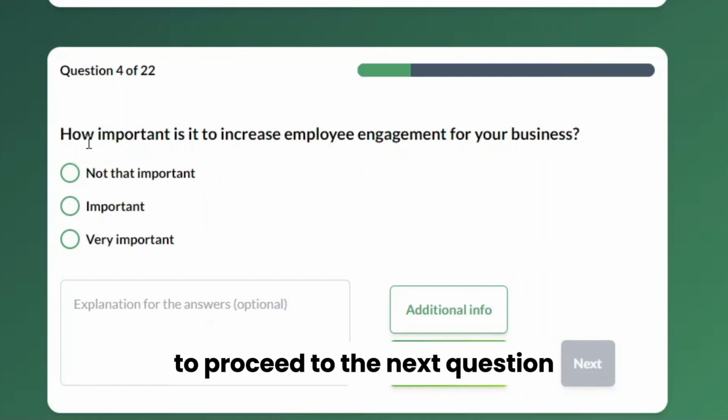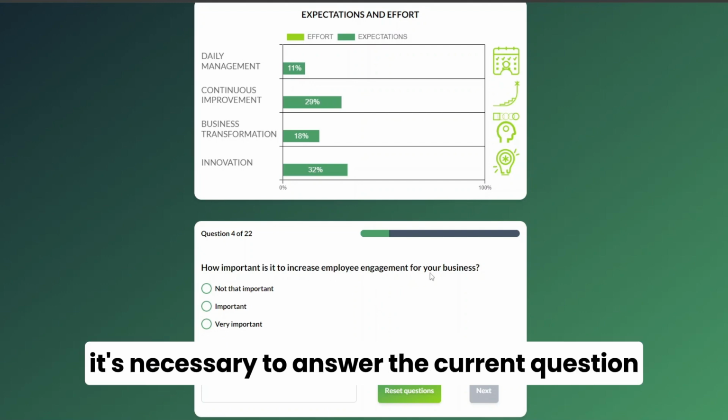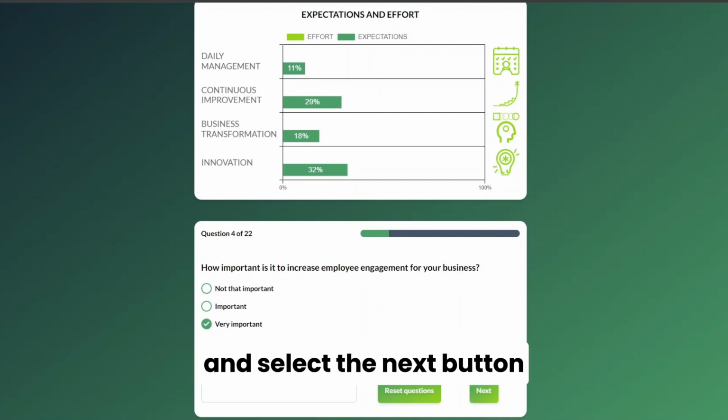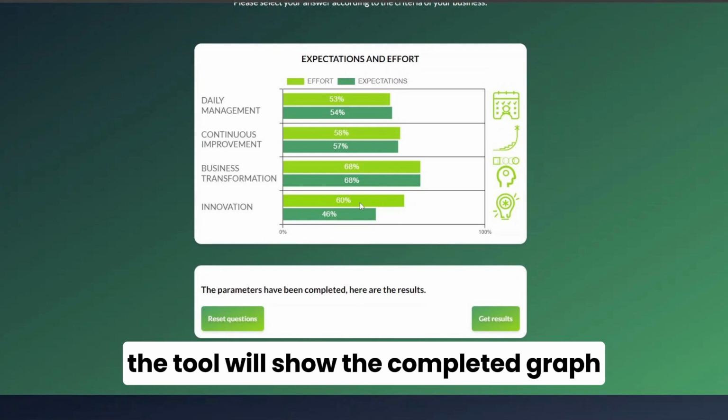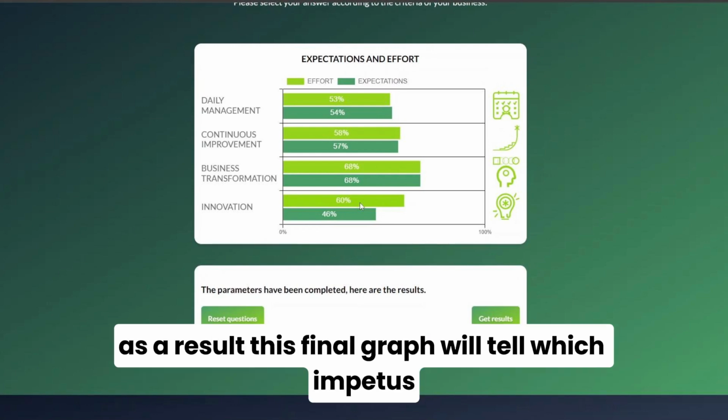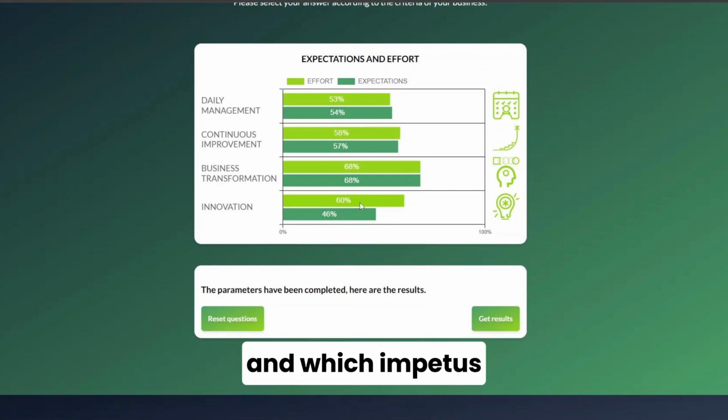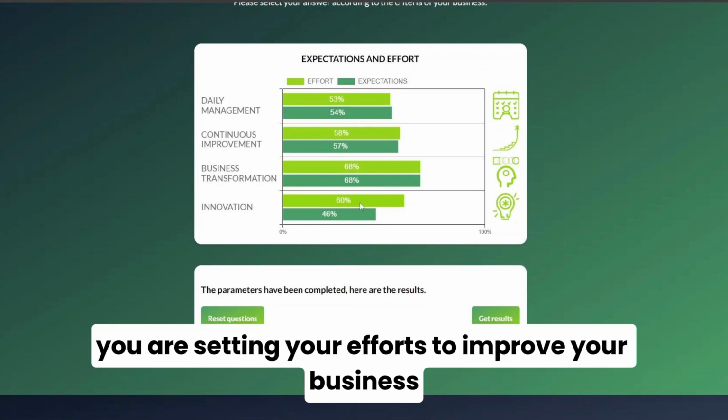To proceed to the next question, it's necessary to answer the current question and select the Next button. Once all the questions have been answered, the tool will show the completed graph as a result. This final graph will tell which impetus you are looking to enhance in your business and which impetus you are setting your efforts to improve your business.